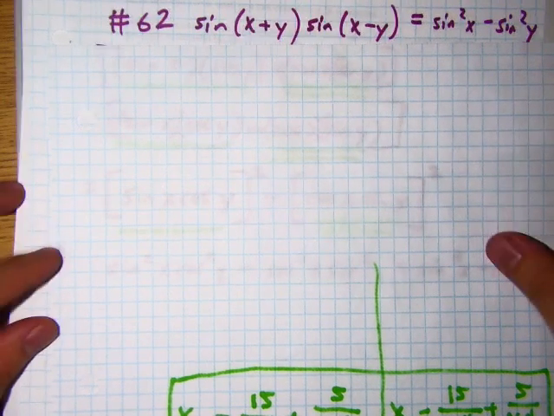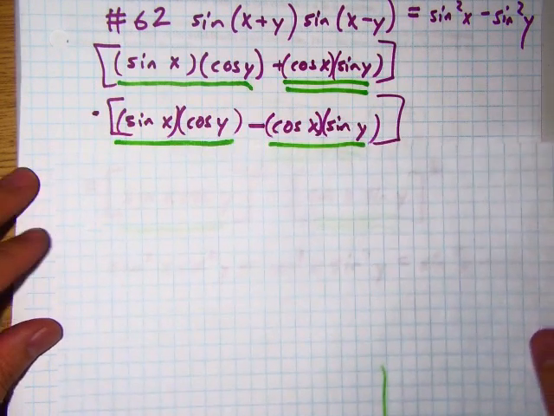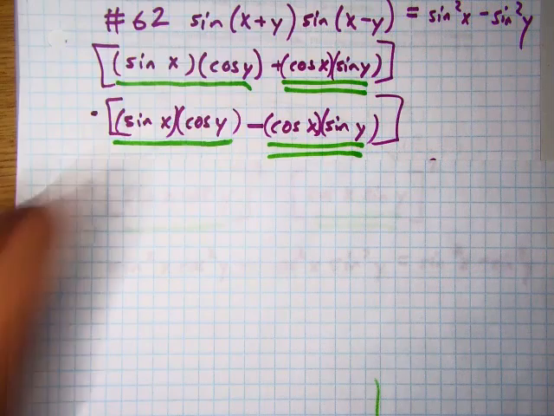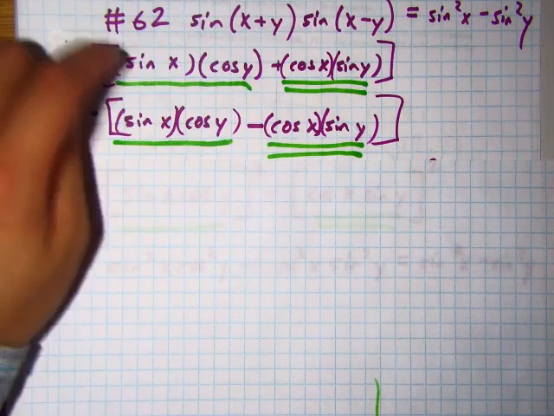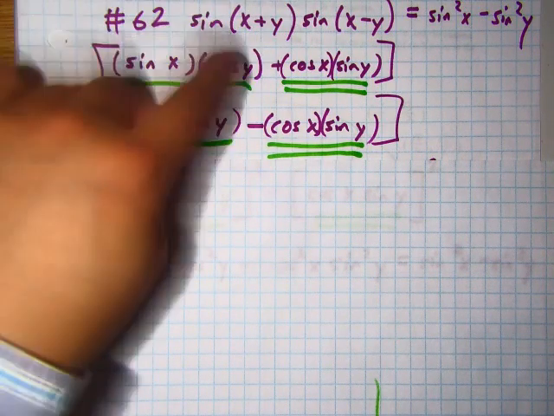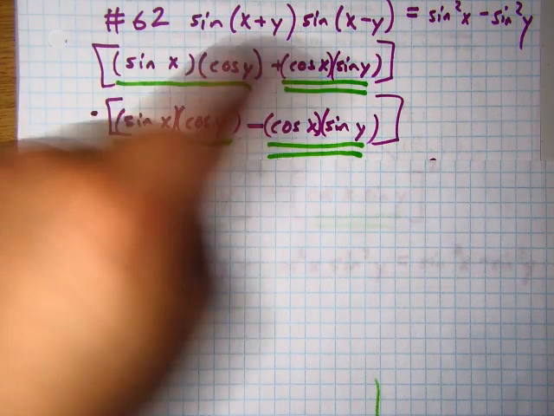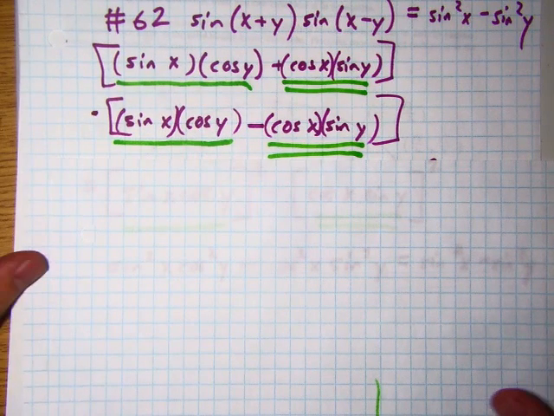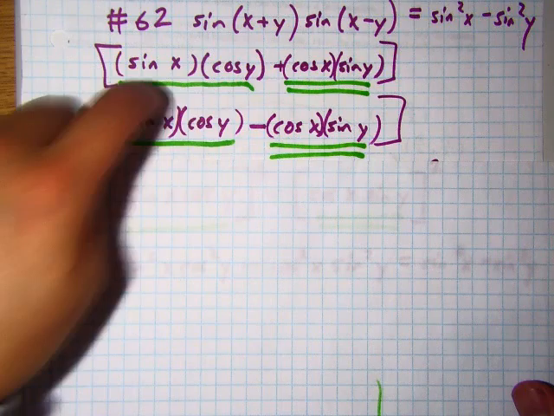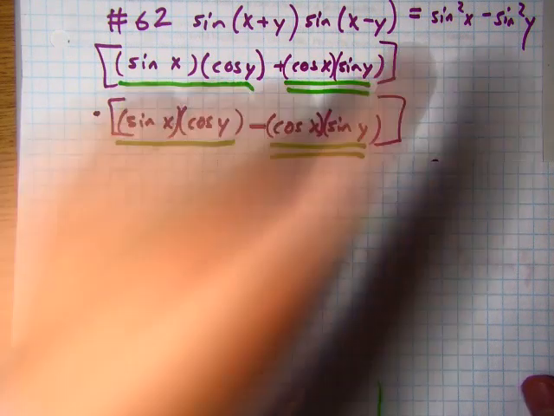Okay, the first step you've got to do is to go ahead and write out the addition identity there. So sine(x + y) equals sine x cosine y plus cosine x sine y. And then it's multiplied by sine x cosine y minus cosine x sine y.